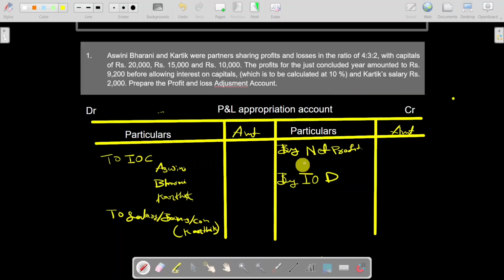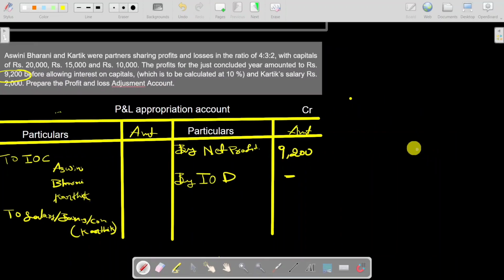So what is the net profit? How much net profit do we have? 9,200. Here they have mentioned the profit 9,200. And do we have any interest on drawings? No. And do we have any interest on capital? Yes, we have. They have mentioned in the problem interest on capitals, which is to be calculated at 10%. So how much capitals do we have?